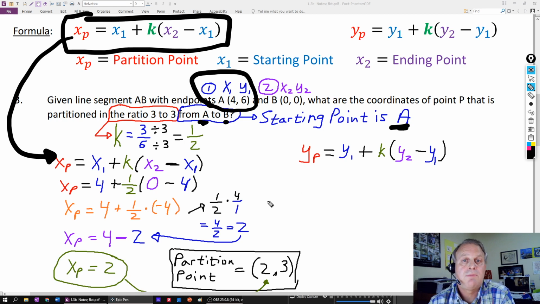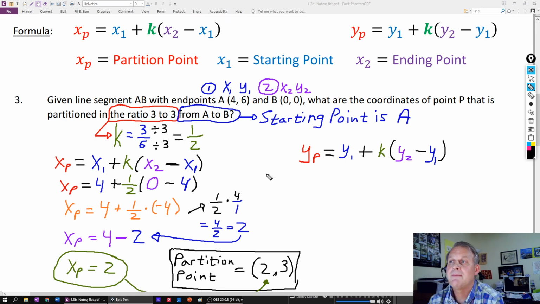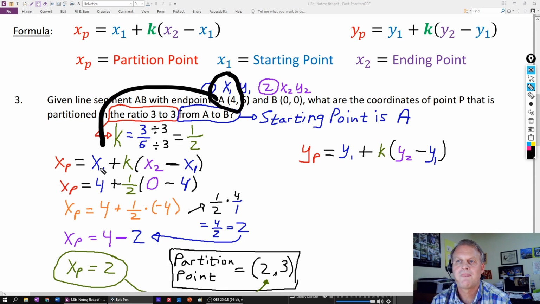So the rest of it is just plug it in. Piece of cake, man. So here we go, x1. Here's our starting point, plus what fraction of the whole are they wanting us to go? So we start at 4, and then we add what fraction of the whole. So the fraction, our scale factor, is 1/2.